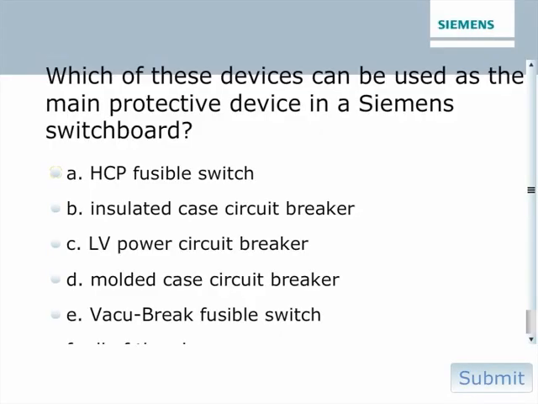You've just completed section 2, so let's go ahead and do a knowledge check. Question 1. Which of these devices can be used as the main protective device in a Siemens switchboard? Is it A, HCP fusible switch, B, insulated case circuit breaker, C, LV power circuit breaker, D, molded case circuit breaker, E, vacuum brake fusible switch, or F, all of the above?